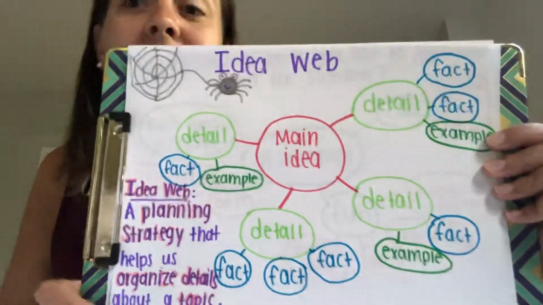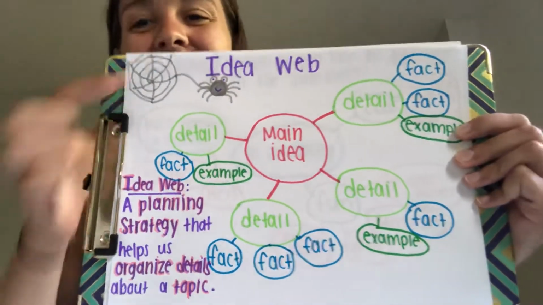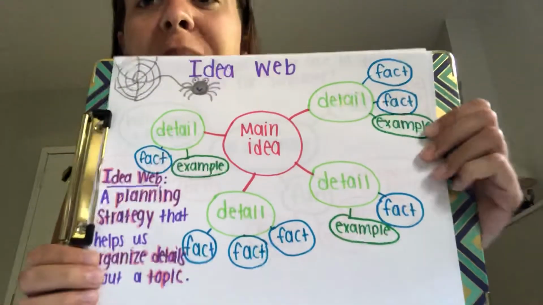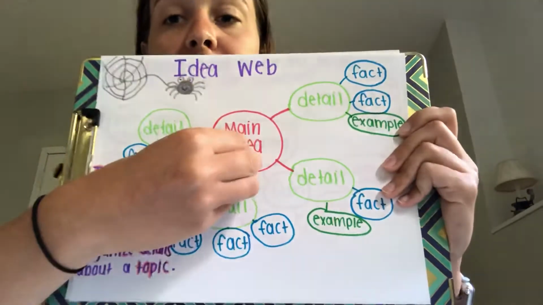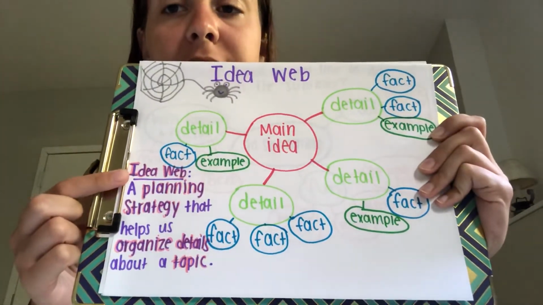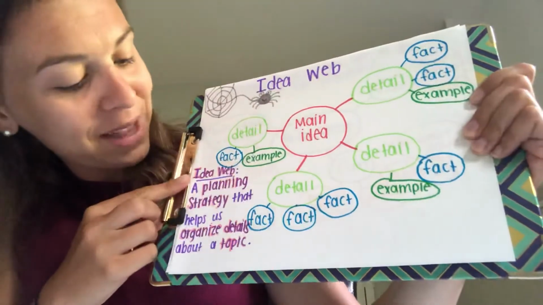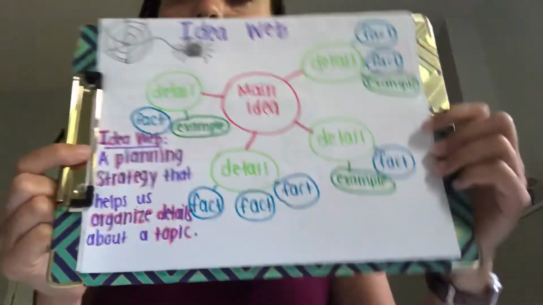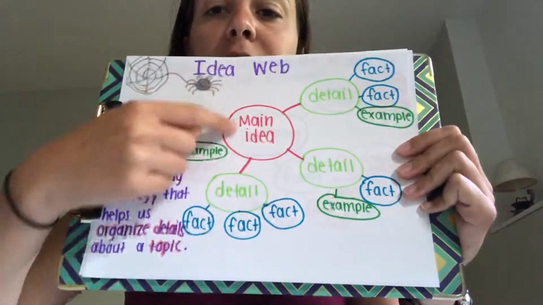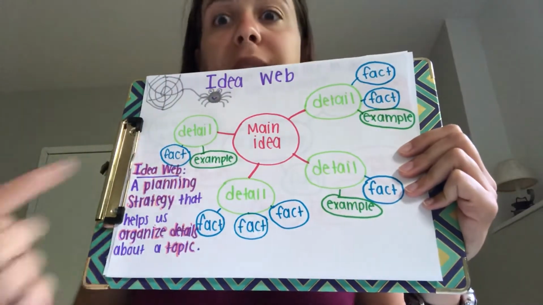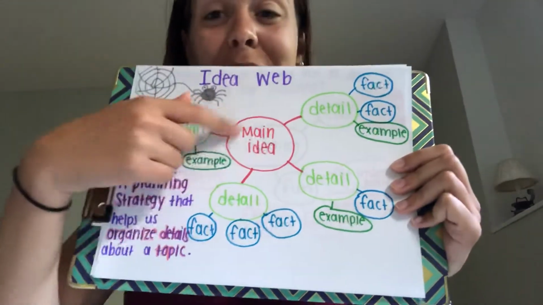So this is our strategy. It is called an idea web. And an idea web is kind of like thinking about a spider web. So I drew my little spider here. So basically an idea web is you start in the middle and you work your way out. So I have written down, an idea web is a planning strategy that helps us organize details about a topic. So we have this, and this is our main idea. So I would write a main idea here. For example, I might say that I like to go swimming. That might be my main idea.